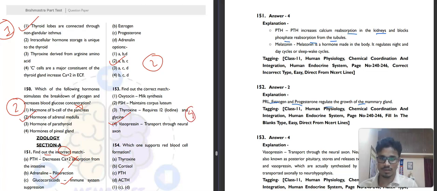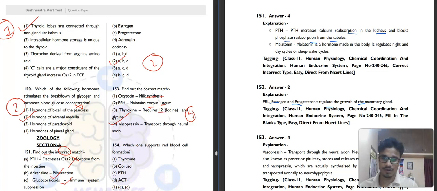Fourth option. Oxytocin is the milk letdown factor. FSH does not maintain corpus luteum. LH maintains the corpus luteum. So that is done by LH and other hormones, estrogen, progesterone basically. Then thyroxine requires I2 and glycine. No, it requires I2 only.